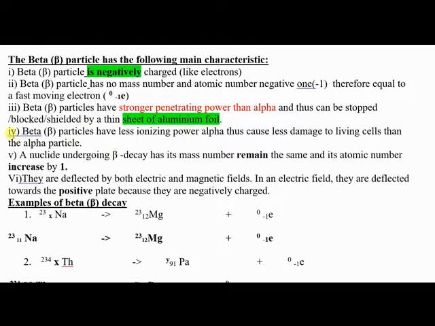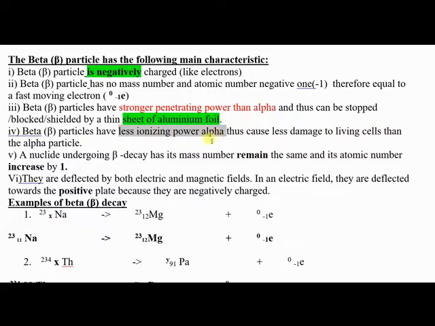Number 5 or 4: beta particles have less ionizing power, less damage to cells than the alpha particle. Therefore, beta will not damage the cells like alpha. So they have less ionizing power.